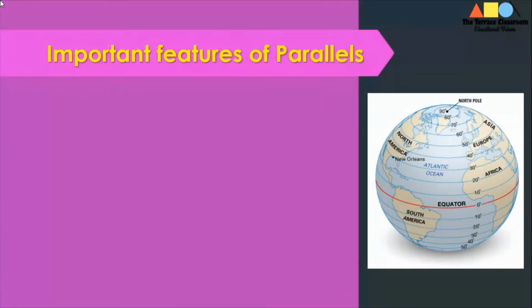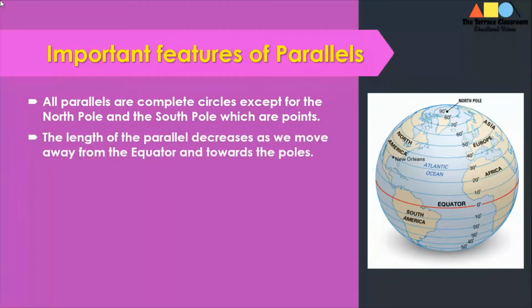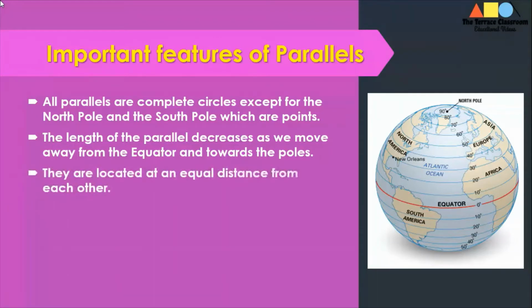So there are some important features of parallels which you must note down. All parallels are complete circles except for the North Pole and the South Pole, which are points. The length of the parallel decreases as we move away from the equator and towards the poles. They are located at an equal distance from each other. Parallels do not cross or touch one another.